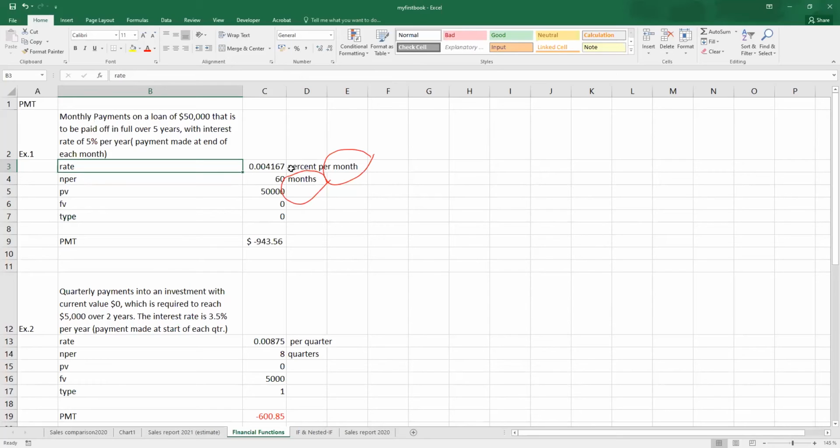For example, if you want to pay monthly, the interest rate that you use must be the interest rate per month. That means if it's still the interest rate per year, your calculation will be wrong. You have to convert it to the interest rate per month first. Per quarter is the same. If you pay quarterly, the interest rate must be the interest rate per quarter as well. So this is important, you have to be careful.